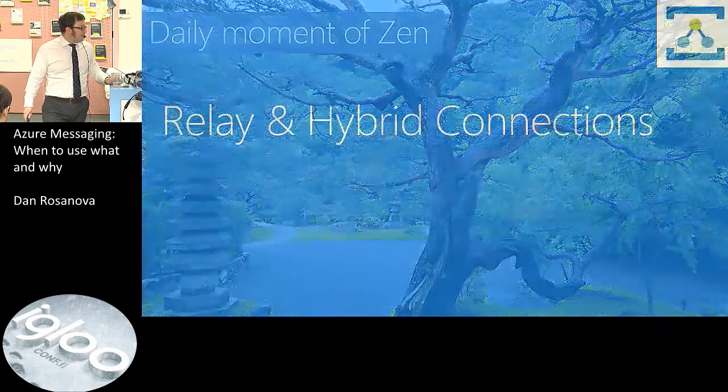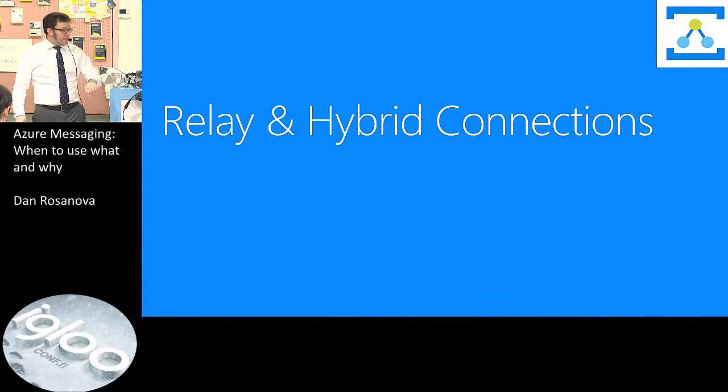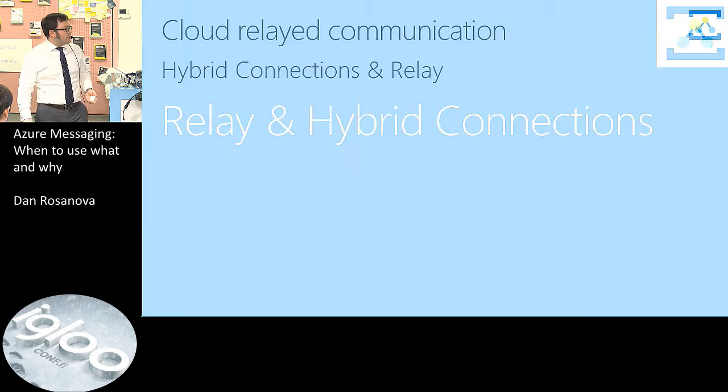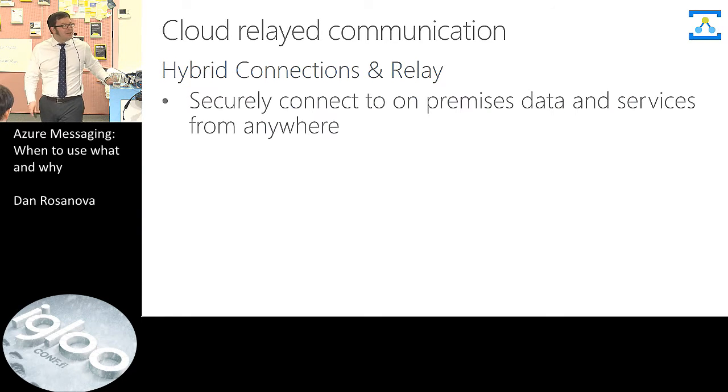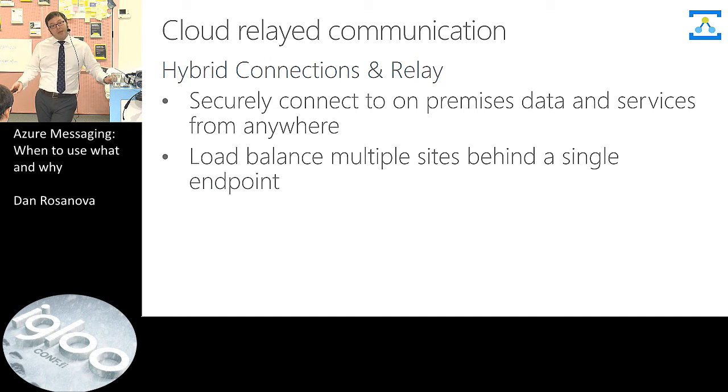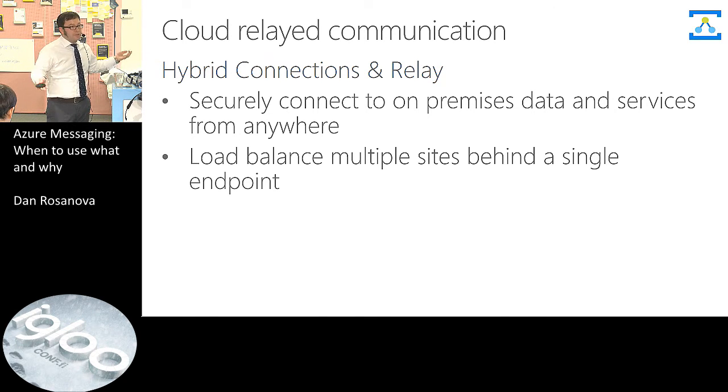All right. So, last one, relay and hybrid connections. This is a fun one too. This is the one where we usually scare the security people. It allows you to securely connect to on-premise data from anywhere in the world. So this is why security people kind of get nervous from this. It allows you to load balance connections to that on-premise data. So if you have maybe 2 different data centers in different places, you can load balance traffic between them.